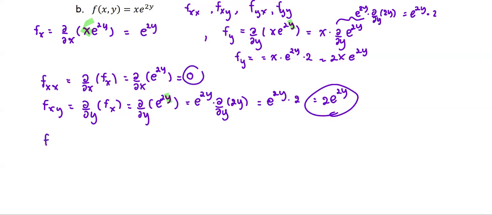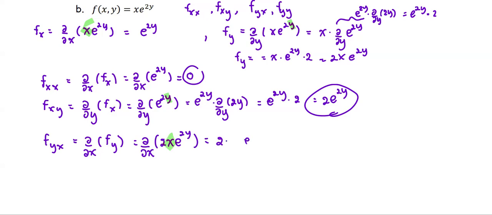The next one, we use the first order partial derivative with respect to y, and then find the partial with respect to x of it. This is the partial with respect to x of 2 times x e to the 2y. We treat x as the variable. The rest is going to be constant. The constant multiple 2, and e to the 2y is treated as a constant. The derivative of x is 1. Therefore, the partial derivative with respect to y and with respect to x is going to be 2e to the 2y.